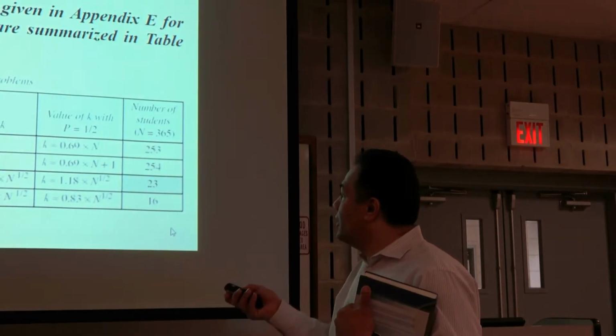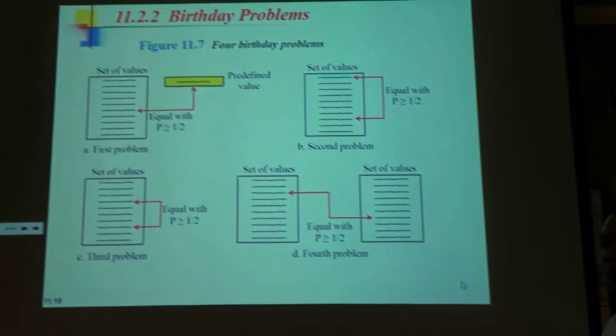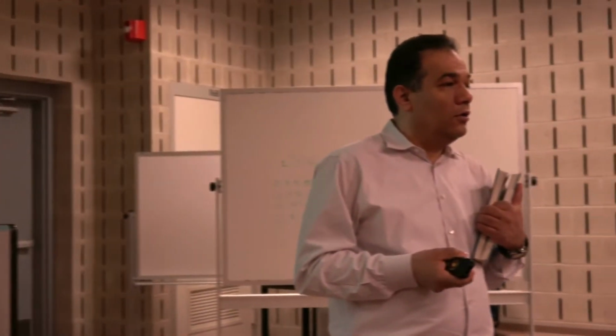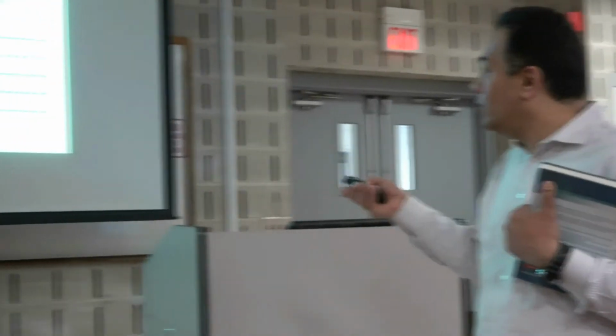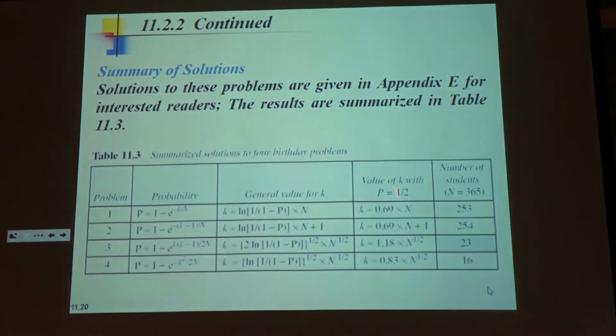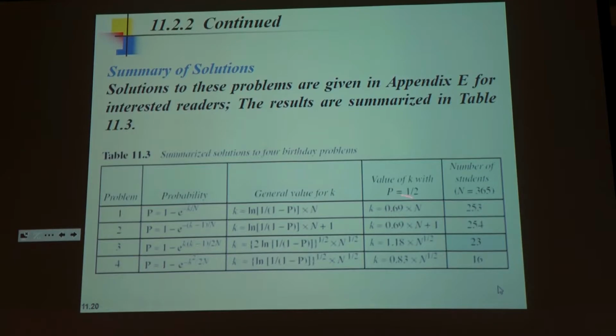So K, for example, in the first problem, what was the first problem? Just to refresh your memory: if you have a predefined birthday, how many students K in the class will match, for 50%? How do you calculate it? Very simple. You take the number of the students, the number of instances, and multiply it by 0.69.